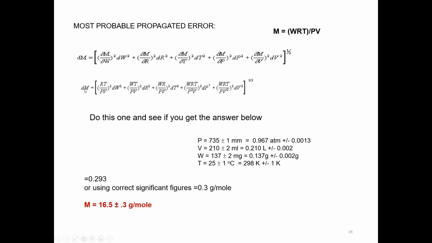So in order to calculate the propagated error, you need to calculate the partial differential of each term, add them together, and take the square root.